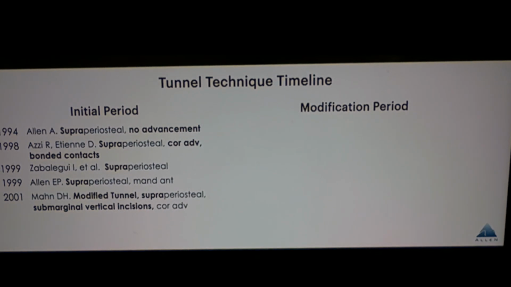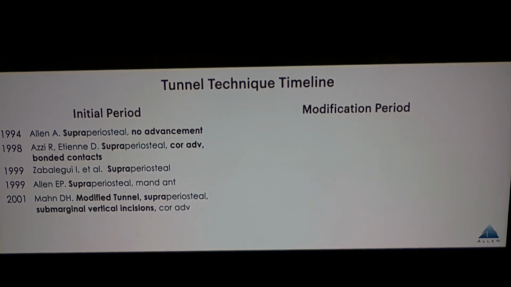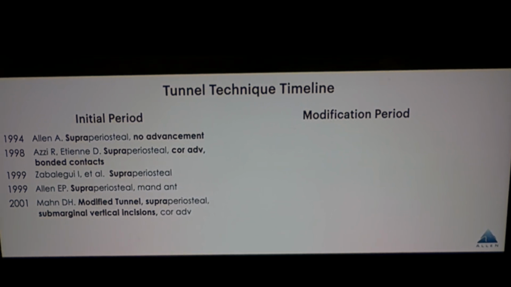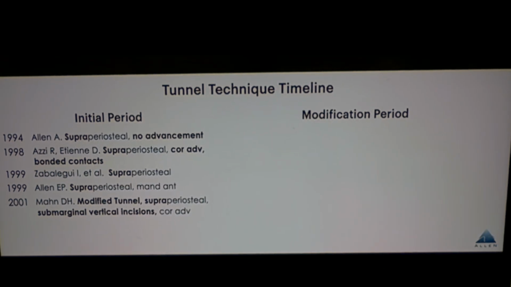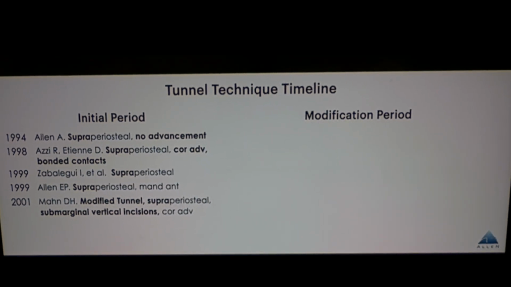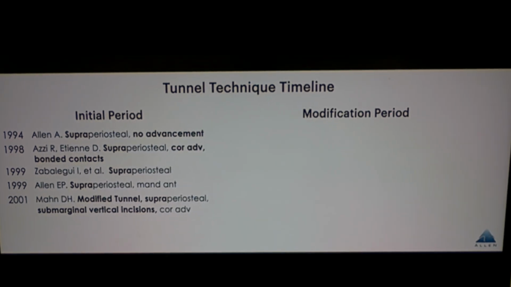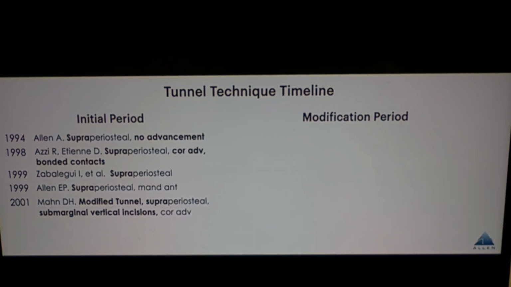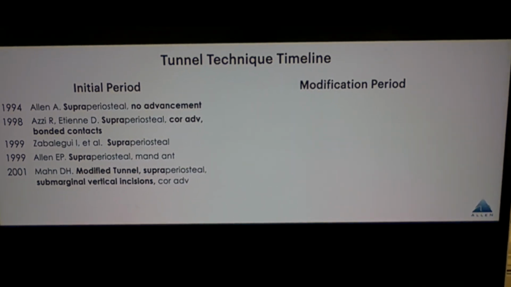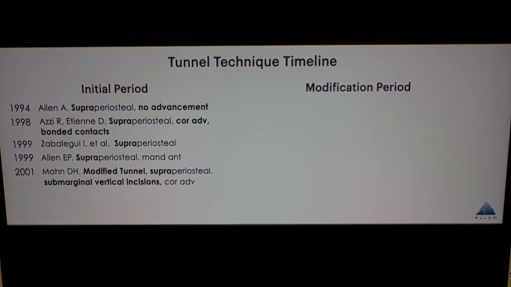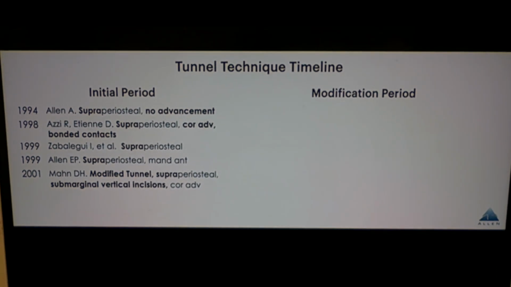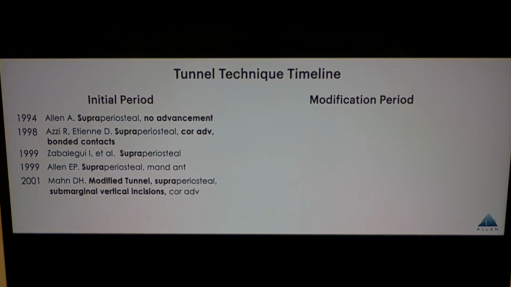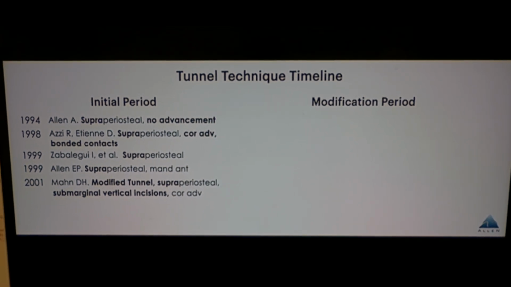In 2001, one of the early tunnel publications, and the first one where they used the term modified tunnel. And that term really bothers me today because you see that used, and there's all kinds of variations of the tunnel technique. But this was the first one he called modified. I'm not sure exactly what he modified. It was still supraperiosteal, but this was one of the first uses of submarginal vertical incisions, often referred to today as VISTA incisions, but it's just simply a submarginal vertical. He used that to facilitate graft placement, not for site prep.